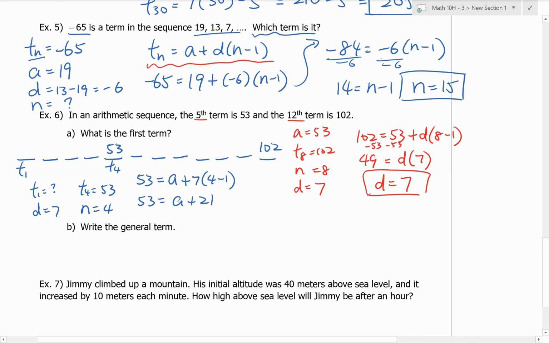Now you can solve for A by subtracting 21 from both sides. So 53 minus 21 is 32. There you go. A is equal to 32. That is our first term.